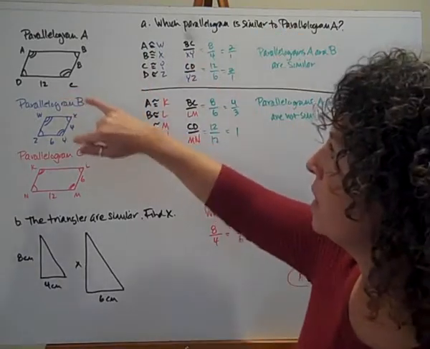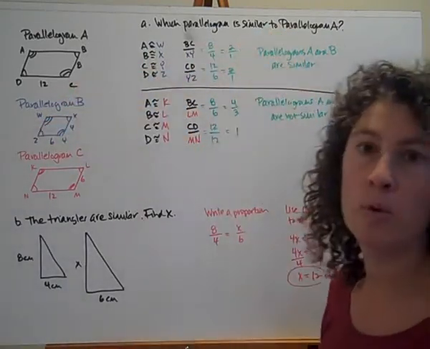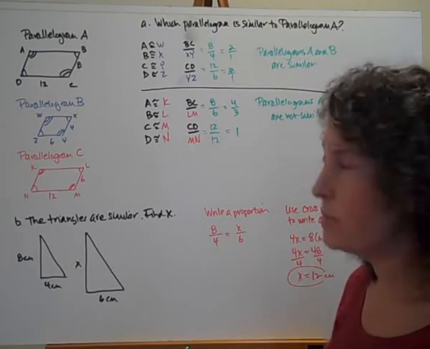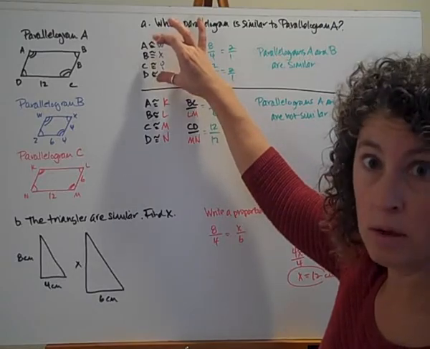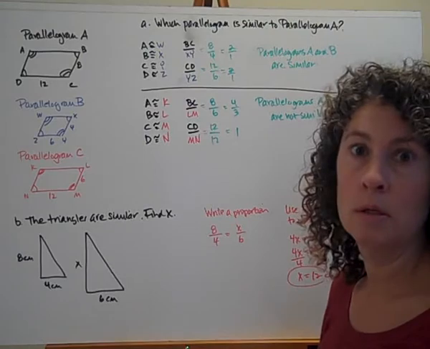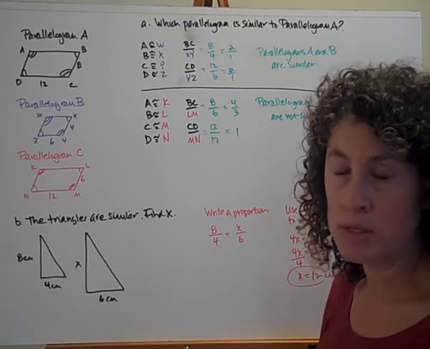So because I'm comparing corresponding sides and I keep coming up with the same ratio, these parallelograms A and B are similar. We have congruent angles, congruent vertices, and proportional sides. So those two are similar.